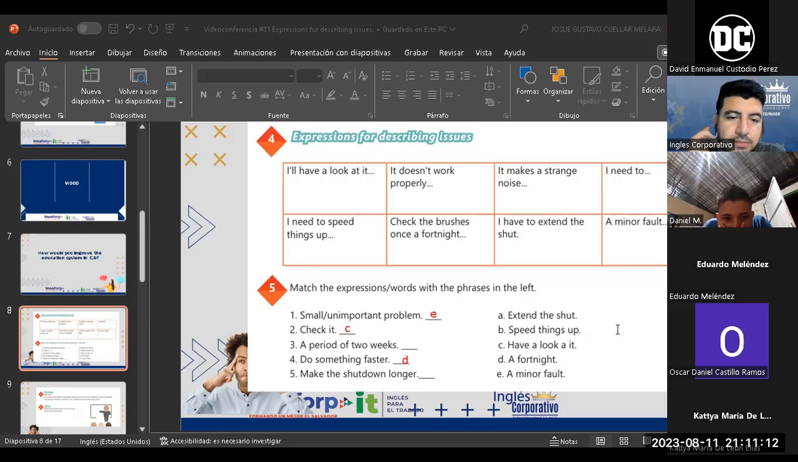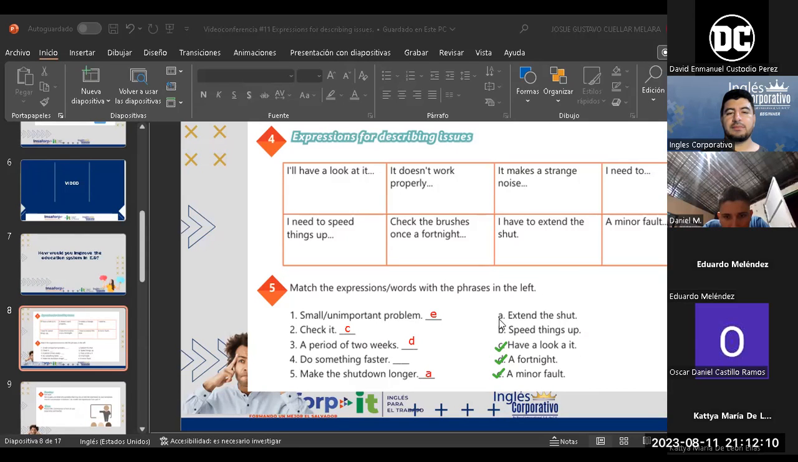Let me see. Make a shutdown longer. Okay, I'm sorry, me equivoqué en esta. Ya veo. Okay, what did you say? Sorry, number four or number five? Number five, make the shutdown longer. Okay, yeah, extend the shot. Letter A.